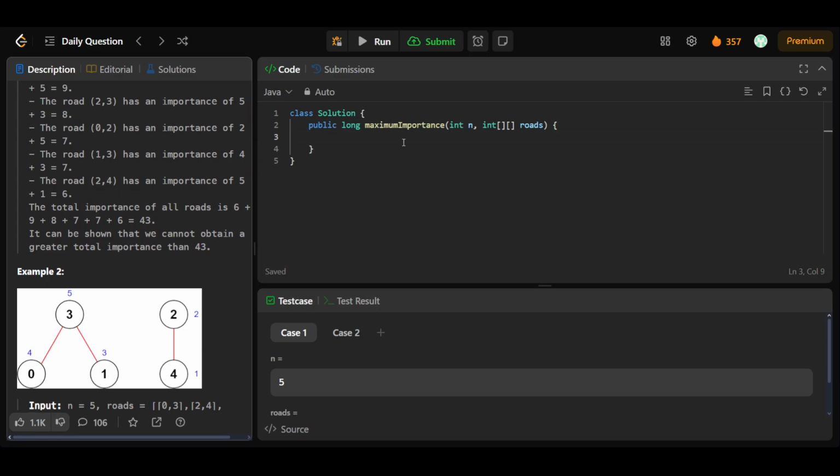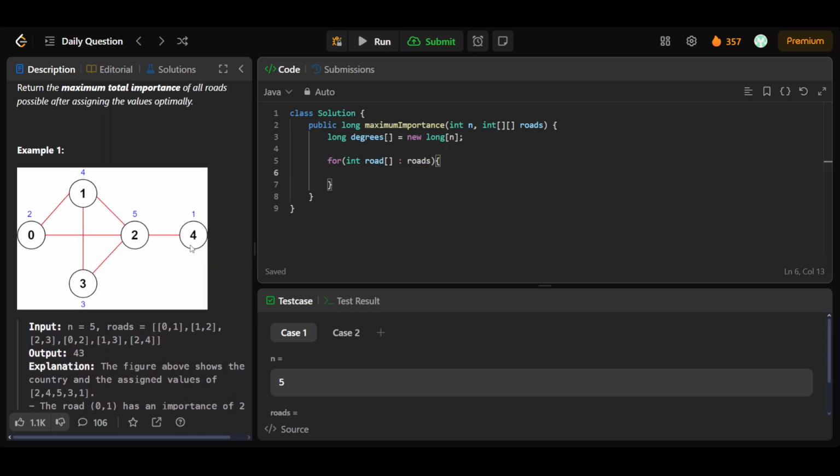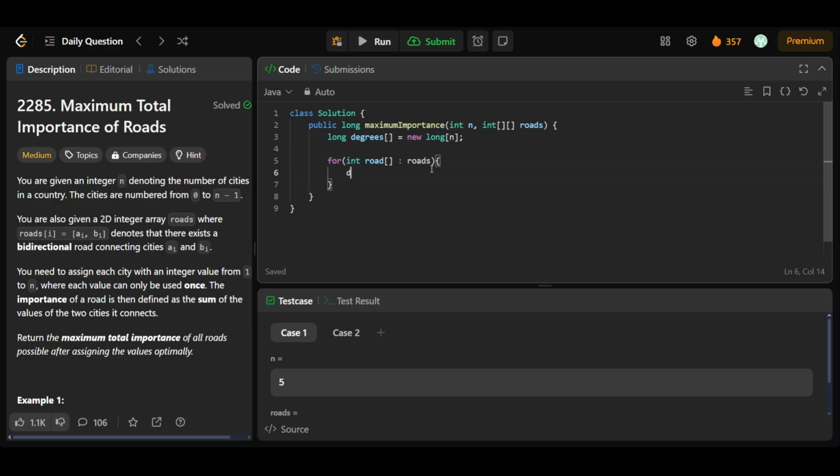Okay, so for this we'll have a degrees array basically. Let's have a long degree array that will be equal to new long of size n, and then we'll be updating this degree array. So for each road in roads, in the degrees array, I'll do degrees of road[0] plus plus, and then degrees of road[1] plus plus.